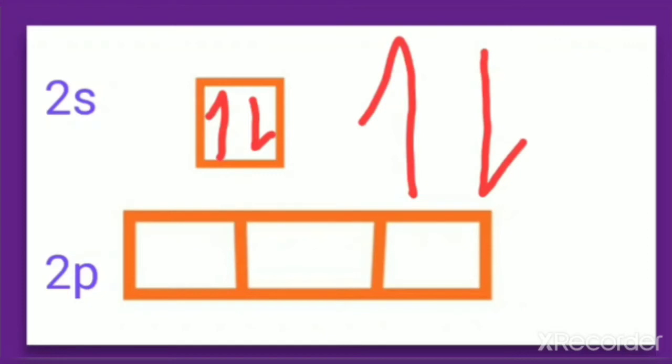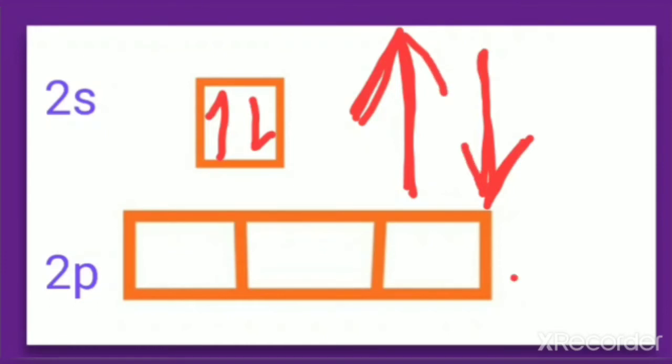You can make the arrow mark in this way also. This is the upward arrow mark, and this is the downward arrow mark. There is no need to complete the arrow like this; if you want, you can make it like this also. So it shows that a maximum of two electrons can be accommodated in a single orbital.